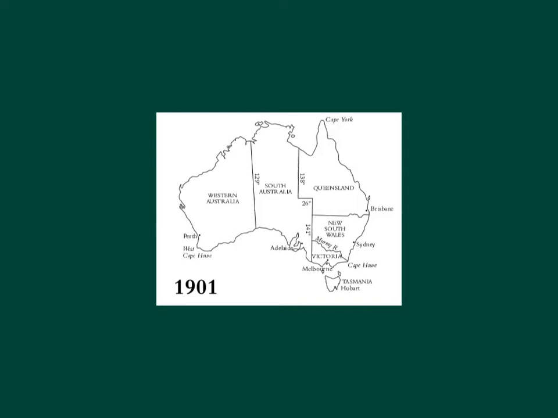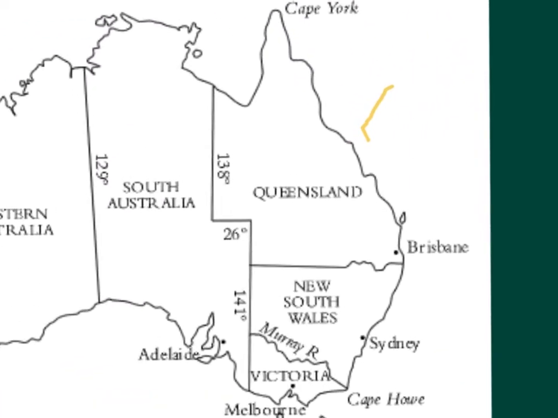The only thing I really want to draw your attention to now is Queensland. This is something that wasn't here before. Now, Queensland was established in 1859, and the establishment of Queensland effectively divided the rest of New South Wales into two.